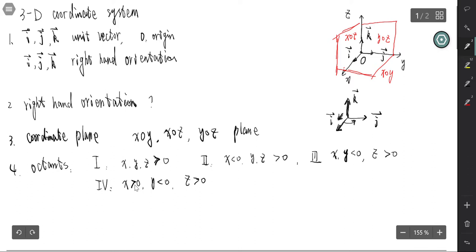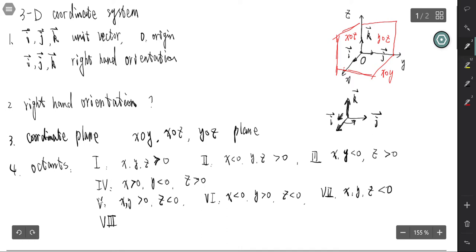The upper half of the space, and the lower half of the space. The fifth has x and y greater than zero and z less than zero. The sixth octant has x less than zero, y greater than zero, and z less than zero. The seventh has x, y, z all less than zero, and the eighth octant has x greater than zero, y and z less than zero. That's it, eight octants.